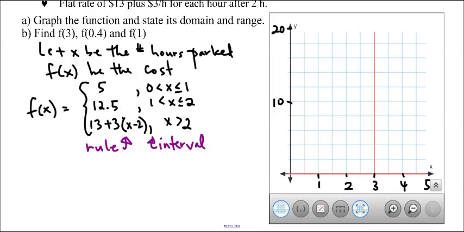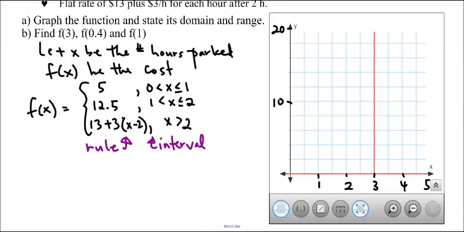So let's graph that then. I've already made my graph here, and I've gone by 1s for the hours, and then I went up by 2s for the cost. And by the way, you can see that I went 2, 4, 6, 8, 10, and I don't have to label every single little square. That's a lot of work.